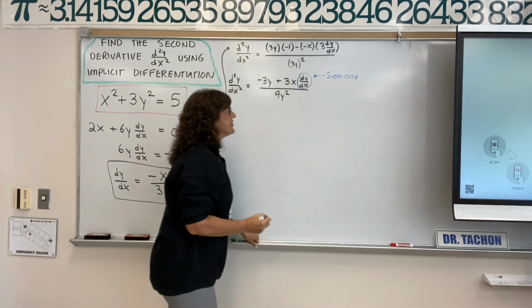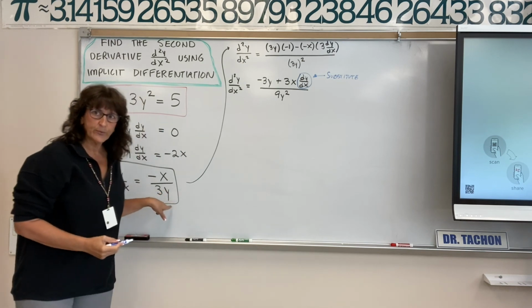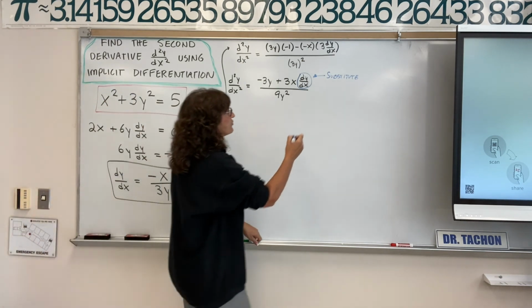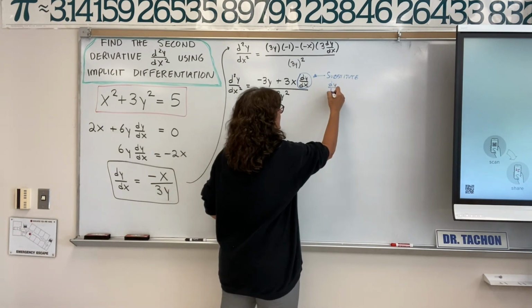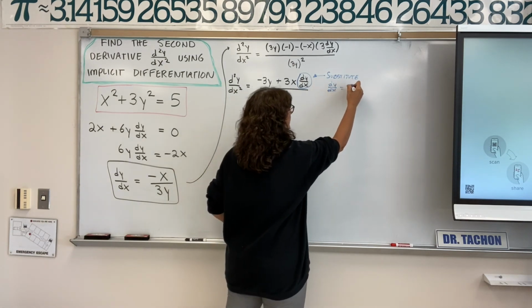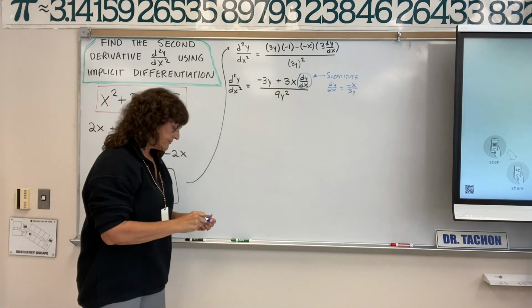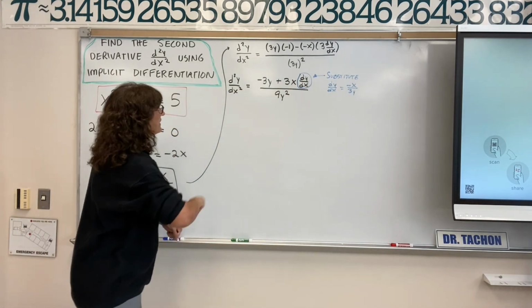So what are we going to substitute? Well, dy dx, we already found it. Dy dx is negative x over 3y. So that's what we're going to put in here. So in our dy dx, we're going to substitute negative x over 3y, and then simplify it. So let's go ahead and make that substitution.